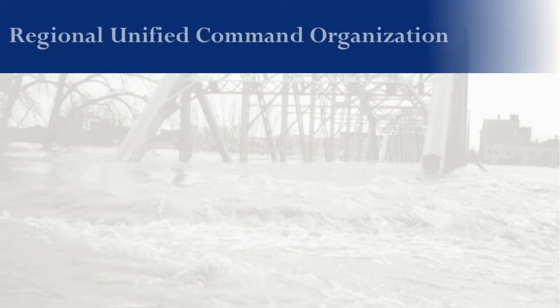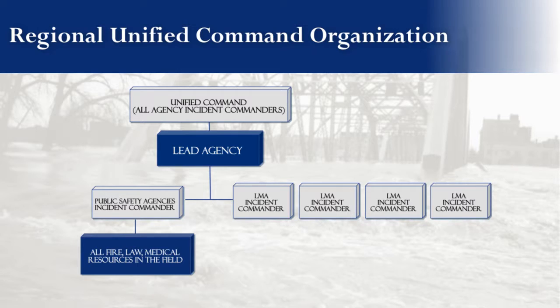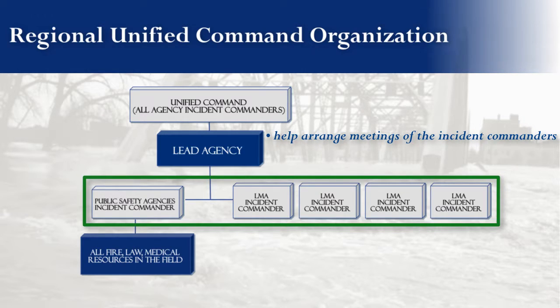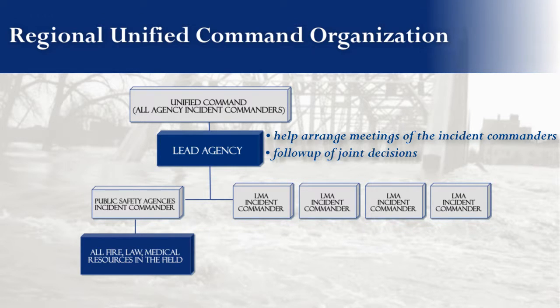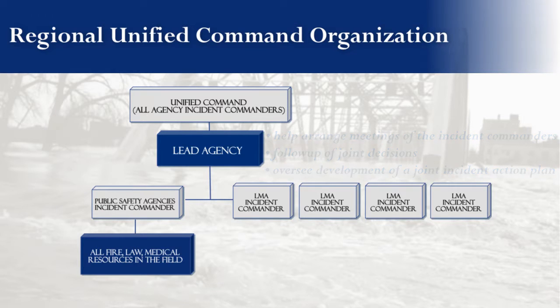Each county-wide unified command will be facilitated by staff from a lead agency already identified during the planning process. The lead agency will help arrange meetings of the incident commanders composing the unified command, follow-up of joint decisions, and oversee the development of a joint incident action plan. Each county OES maintains a unified command map and procedures that the lead agency will use to perform this function.